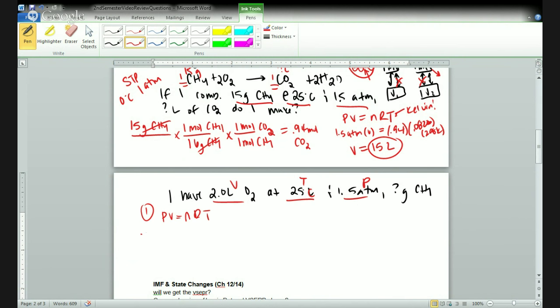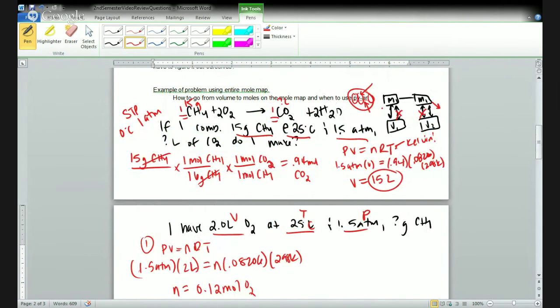So my pressure would be my 1.5 atmospheres. My volume would be my 2 liters. In this case, I don't know my moles. And again, I'm at the same 298 Kelvin. So this time I would solve for moles. So I would do my 1.5 times my 2. That's all liters, by the way, which gets me 3. And I would divide it by my 0.08206 times 298. And that gets me 0.12 moles of O2.